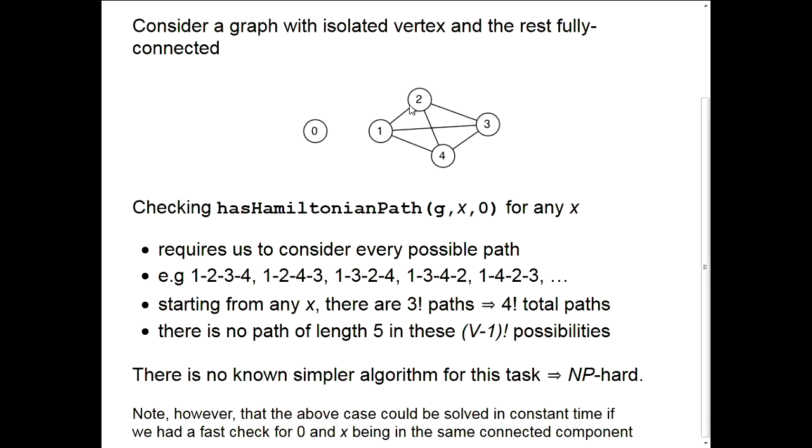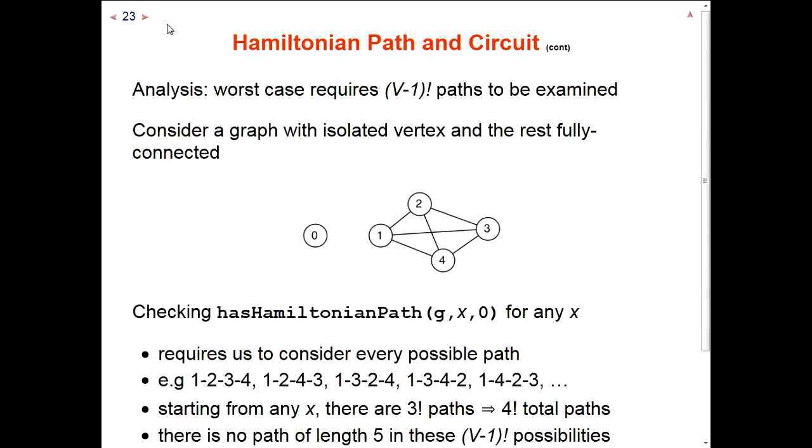Of course, if we had applied our connected component array, then we could have first of all checked whether it is even possible to go from one node to another node. And if we have more than one connected component, then it's clear that we can't have a Hamiltonian path. But this is only a very special case, and in general, there's no simple solution to decide that a Hamiltonian path doesn't exist.